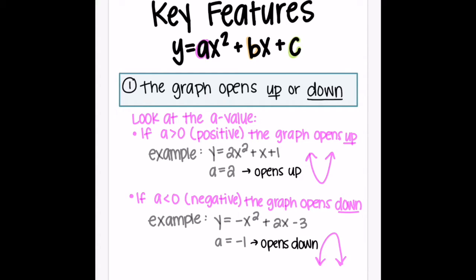On the other hand, if your a value is negative, so if a is less than 0, then your graph is going to open facing downward. That would look like an upside down U or an N. Sometimes you would see it described as looking like an N. We have an example here for that one. If you have this equation and you can't look at the graph, you would look for the a value. Our a value here is actually negative 1 because there's not a number written in front of that x squared. Since that is negative, this graph would open downward.